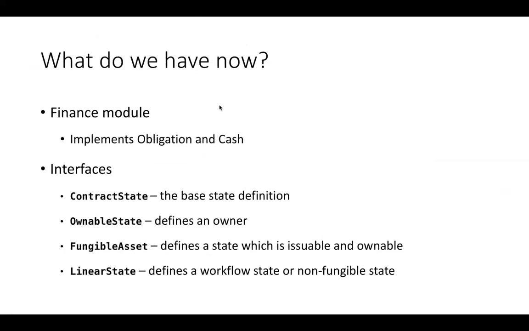So what do we have now? We have a finance module, as I mentioned. It really just implements obligation and cash. So obligation is an obligation to deliver some generic contract state type, and cash is essentially asset backed.